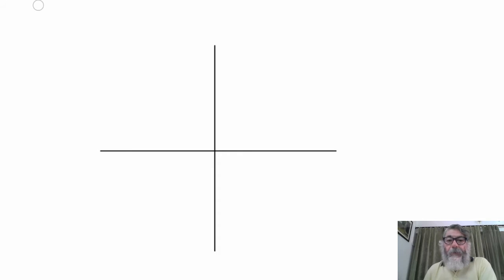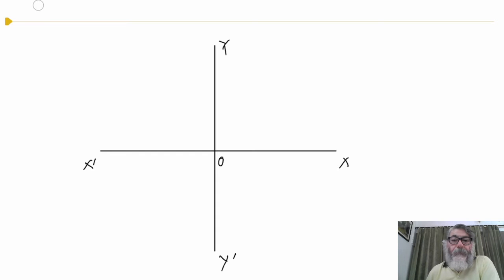Okay. So the axes, O is the origin, OX, X dash, Y, Y dash. These two perpendicular lines or axes divide the whole space into four quadrants. This is the first quadrant, this is the second quadrant, this is the third quadrant, and the fourth quadrant.